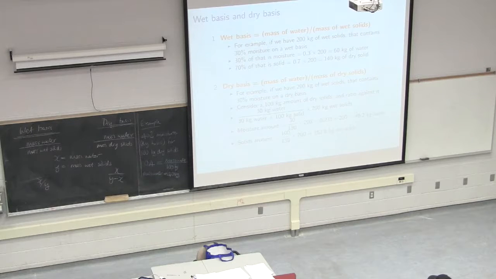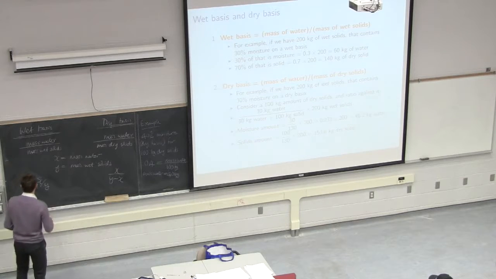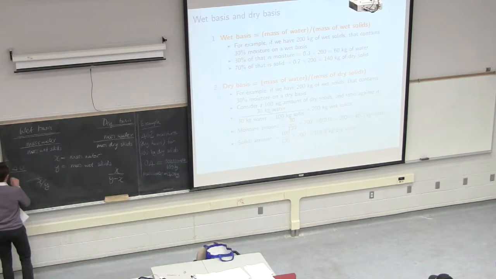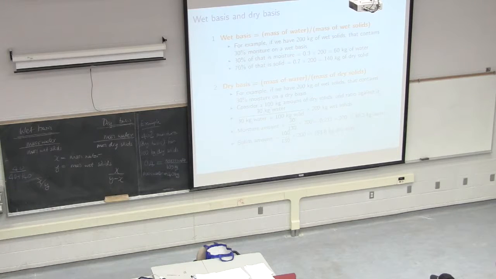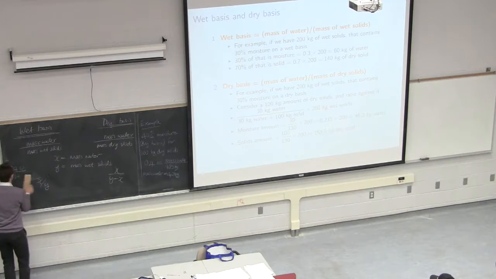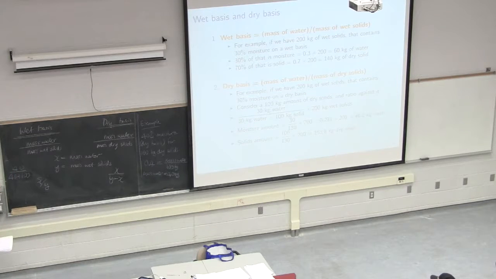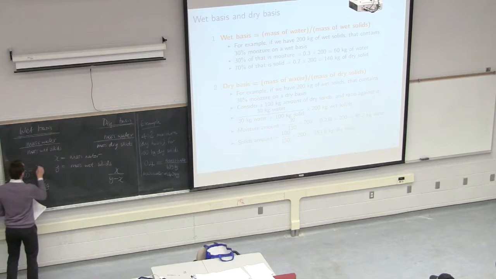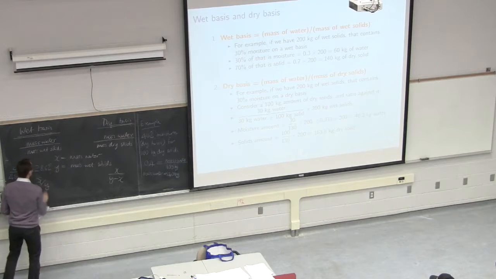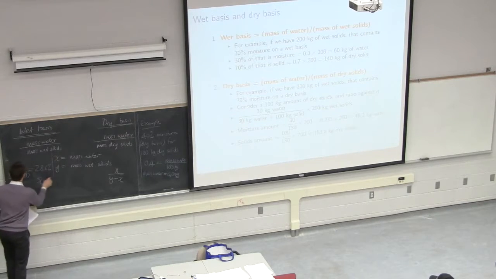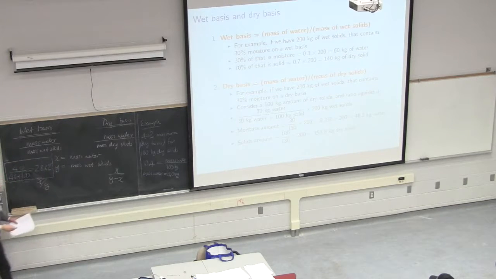For the wet basis, you do your 40 kilograms of water over 40 kilograms of water plus your 100 kilograms of dry solids. Okay, so it's very simple. 40 kilograms of water, and if you've got 100 kilograms of dry solids and 40 kilograms of water, it's 40 over 140, you get on a wet basis, that's 28.6%. Just subbing into that equation over there.